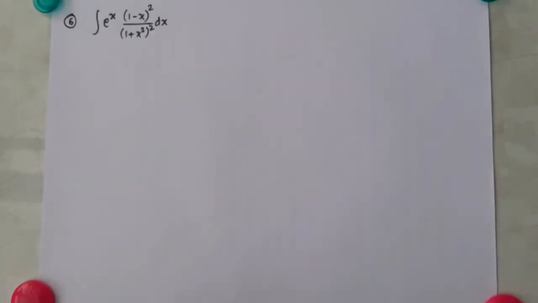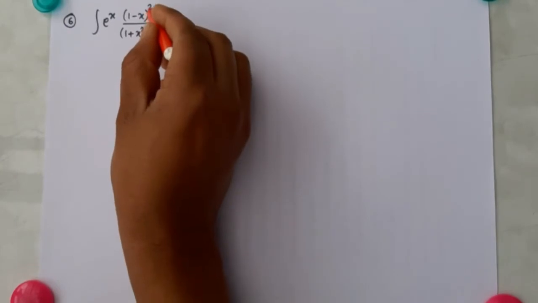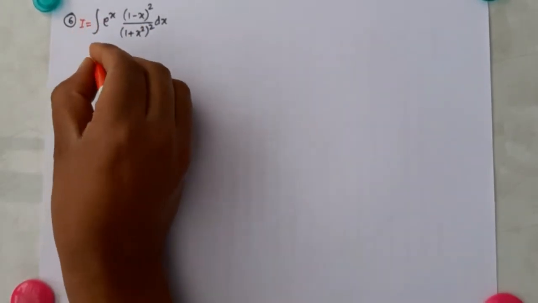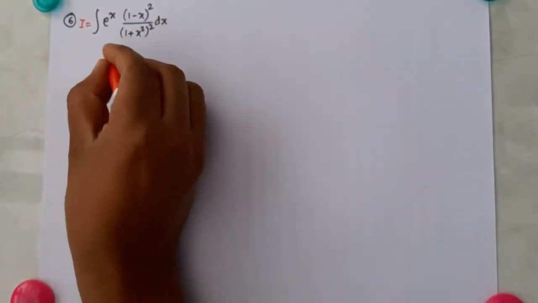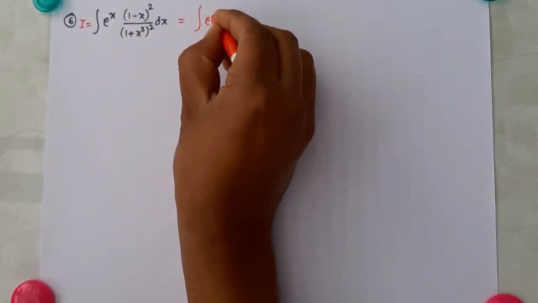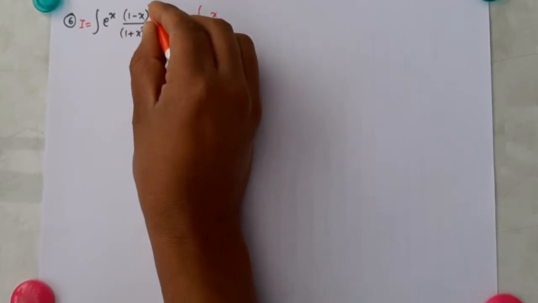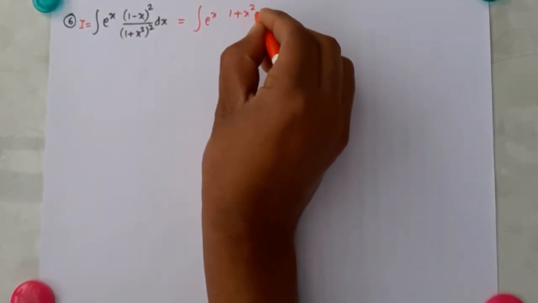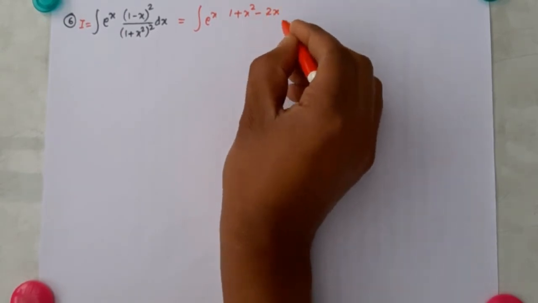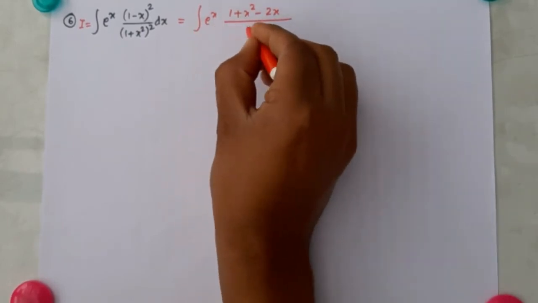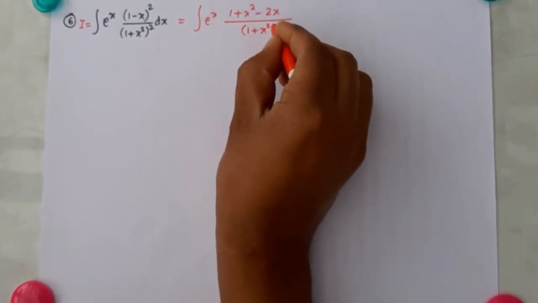Now let's observe this question. Here you have got a whole square, isn't it? So let's expand this. If I call this I, then this can be written as e to the power x. If you apply (a minus b) whole square, this becomes a square plus b square minus 2ab. So this will be the expansion of the numerator, and the denominator is (1 plus x square) whole square.